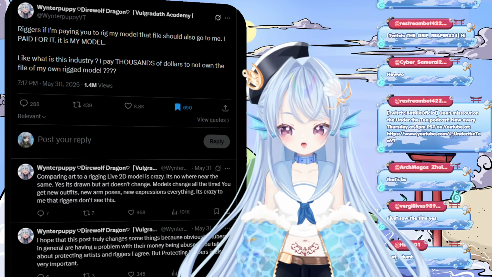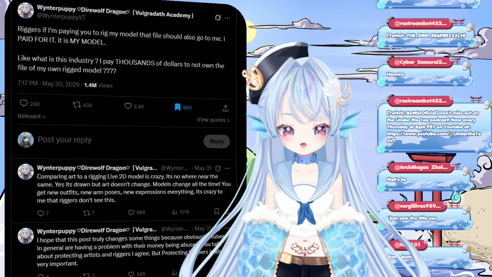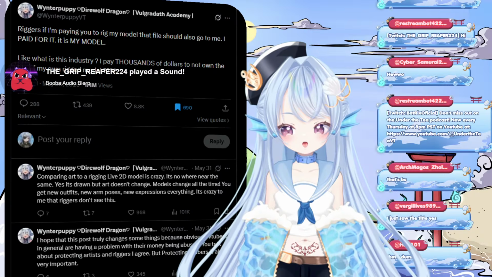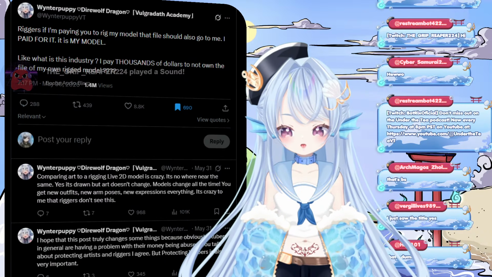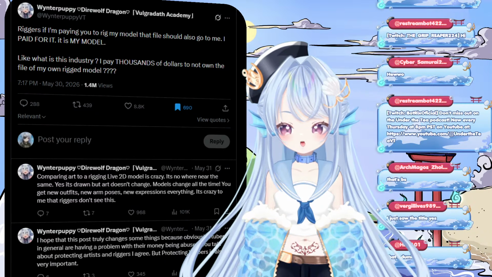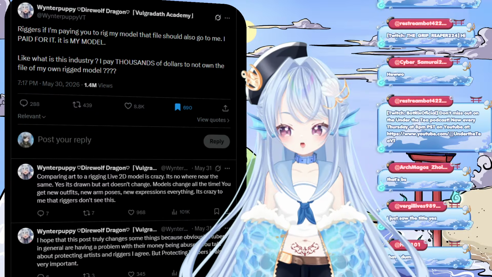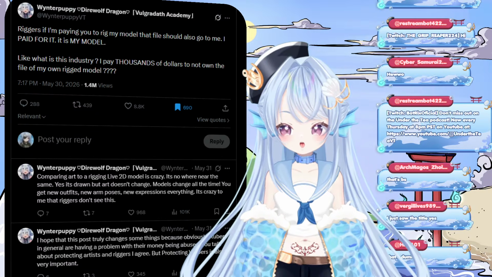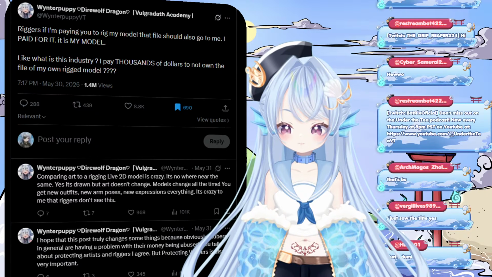Well, this guy posted this tweet the other day. Booba. Thank you for the booba. He says, riggers, if I'm paying you to rig my model, that file should also go to me. I paid for it. It is my model. Like, what is this industry? I pay thousands of dollars to not own the file of my own rigged model.